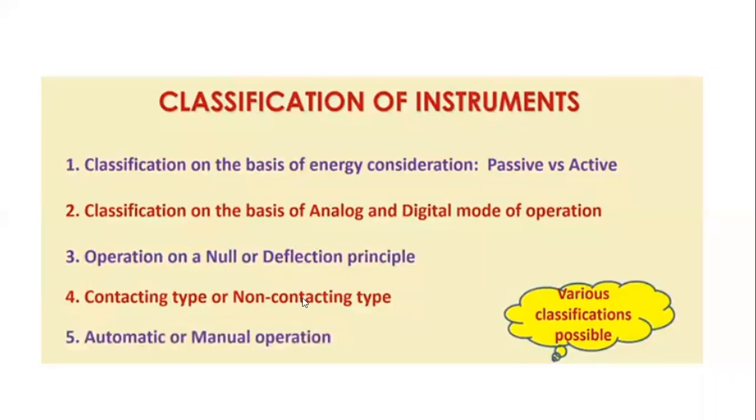Then contacting or non-contacting type. Some instruments need contact with the measuring medium, some no need of contact with the medium. That is these two types, and automatic and manual operation. So these are the variable classification possible by different type of instruments. ഇനി നമുക്ക് ബാക്കി നാളെ എടുക്കാം.